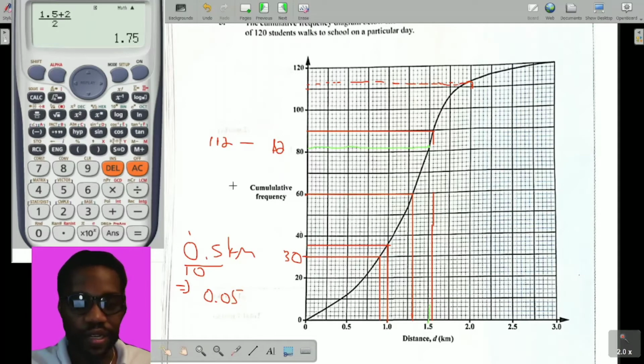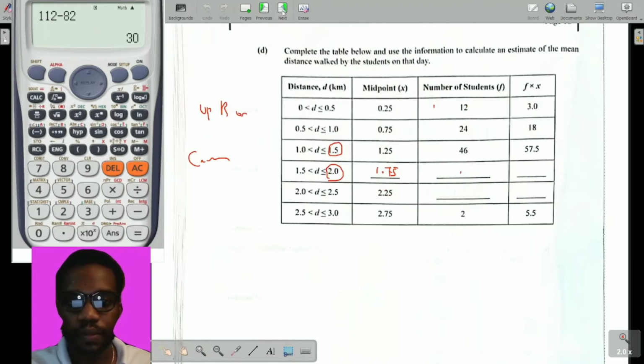Alright, once again, if you feel uncomfortable with this, never fear to use your calculator. So you're going to put in 112 minus 82. Now you might not need a calculator, but persons get nervous in exams. So let me go back. So this right here is going to be 30.